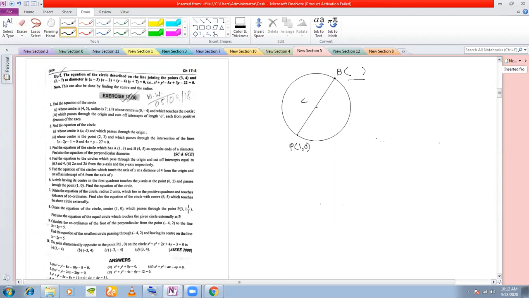Then we can use the midpoint formula, because C is the midpoint. But before that, I need to find out the coordinates of C, right? But how do I find out the coordinates of C? I will have to find out with the help of the equation of the circle. But here again, if you see, the equation of the circle is given in the general form. And I have not discussed the general form yet.